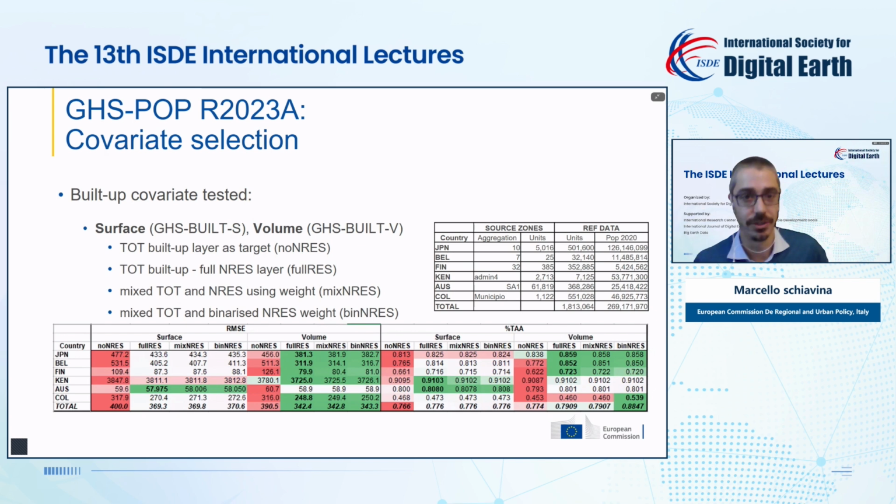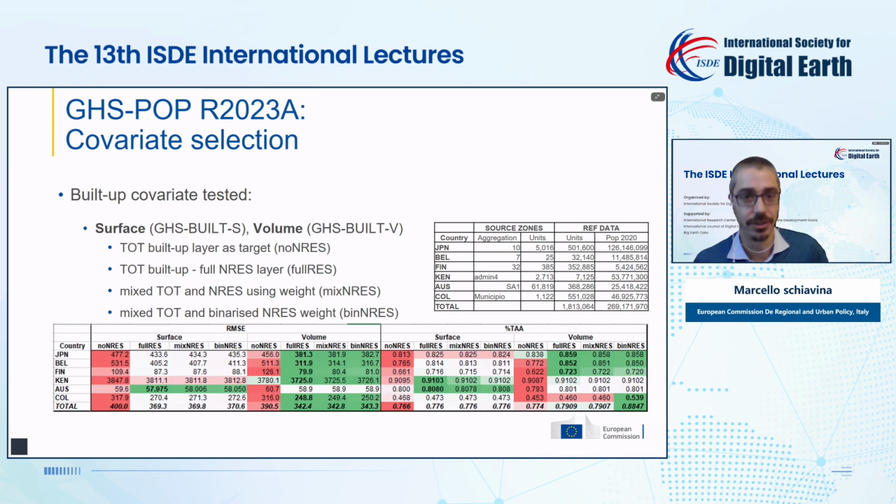As covariate, we tested the total surface or volume, the pure residential surface or volume obtained by fully removing the non-residential component from the total built-up, and two mixed models where the non-residential component is only partly removed by means of weighting and/or binarizing the non-residential component through an analysis of densities in pure residential and pure non-residential census units.